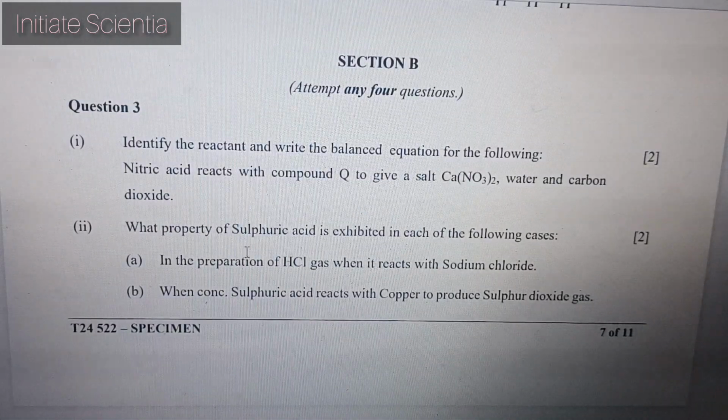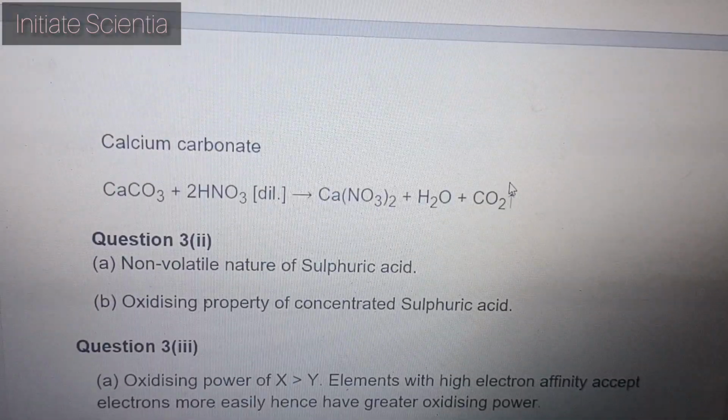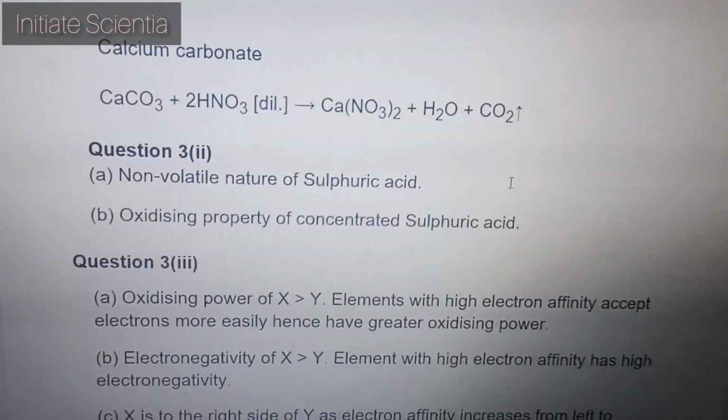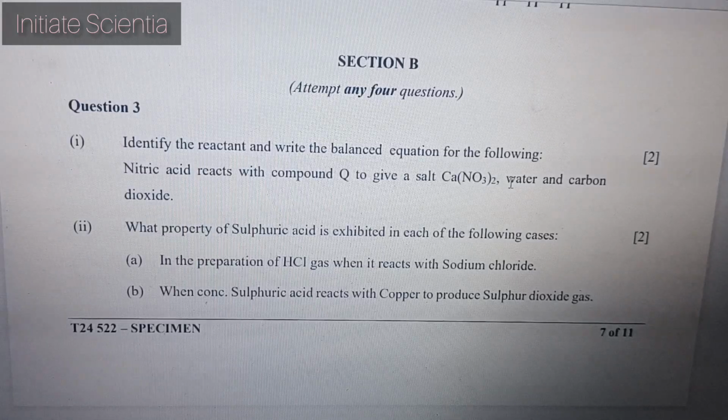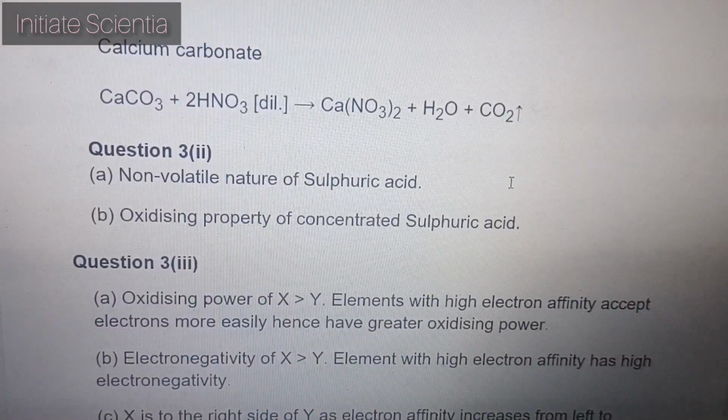What property of sulfuric acid is exhibited in each of the following cases? In the preparation of HCl gas when it reacts with sodium chloride: non-volatile nature of sulfuric acid. When concentrated sulfuric acid reacts with copper to produce sulfur dioxide gas: oxidizing property of concentrated sulfuric acid.